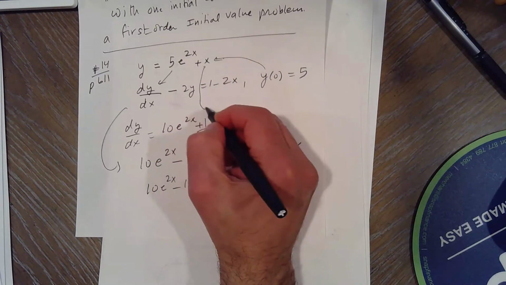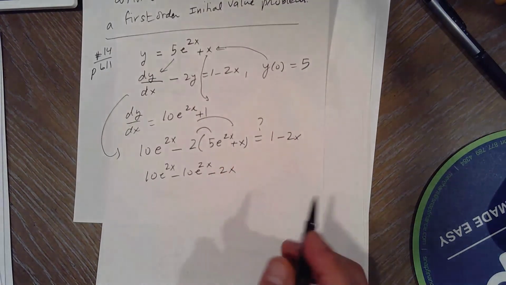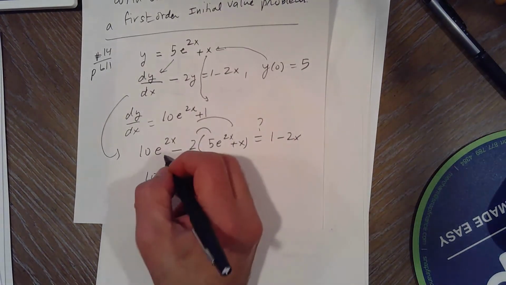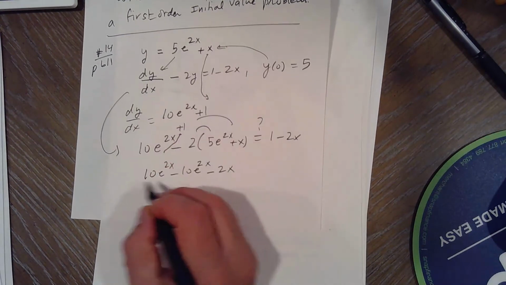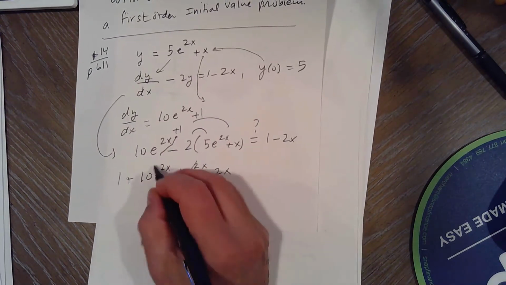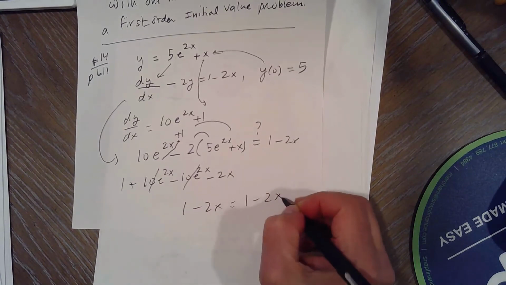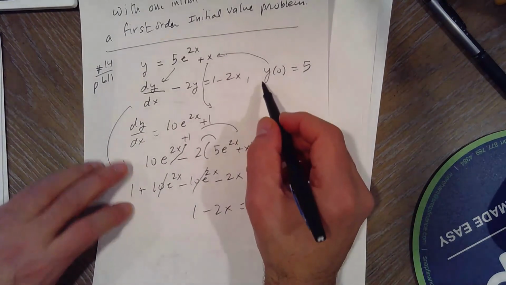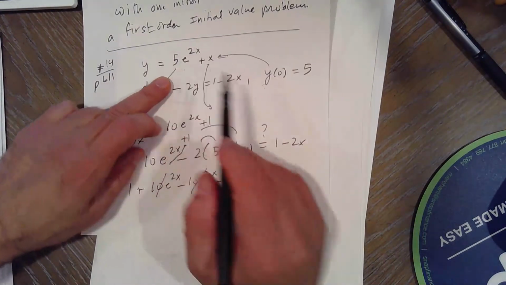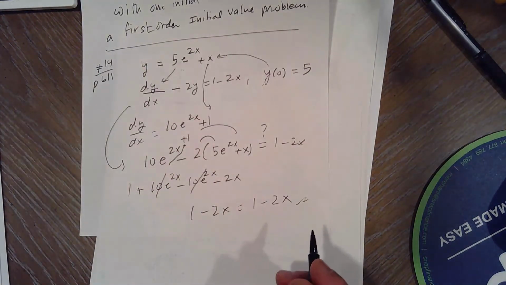Okay. Don't forget the derivative of x is 1. So 10e to the 2x plus 1, minus 10e to the 2x, minus 2x plus 1. So you get 1 minus 2x equals 1 minus 2x. So that's true, and we already checked that y of 0 is 5. You plug it in there, so we have a solution.